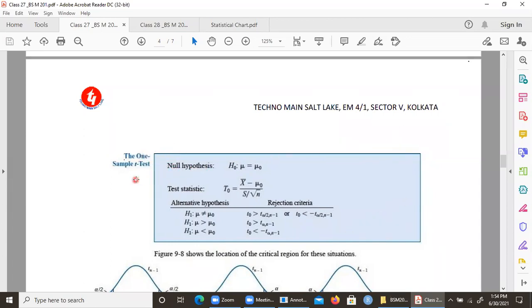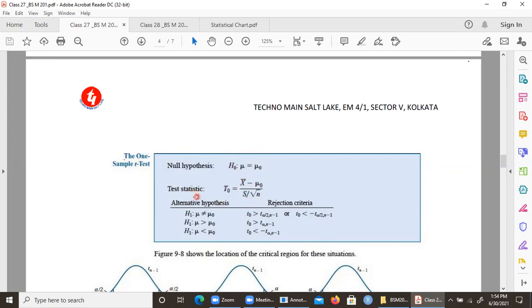So you can understand that it is not my typing, it is something different. I pasted this picture for your clarification. Here it is written the one sample t test, because I have considered a single population. From the single population, I have drawn a single sample, and therefore it is called one sample t test. And the null hypothesis has been designed in the following manner. The formula you have already got.